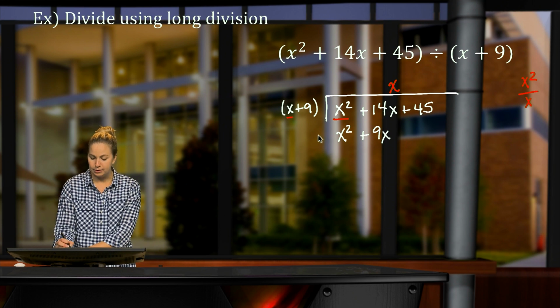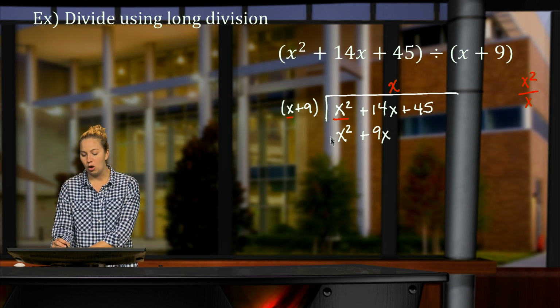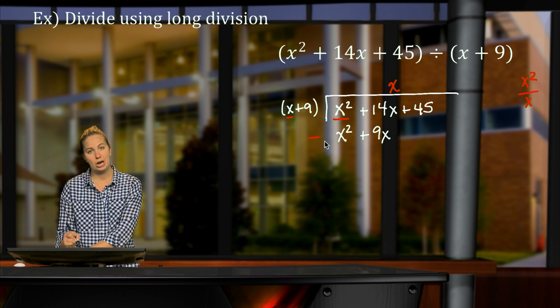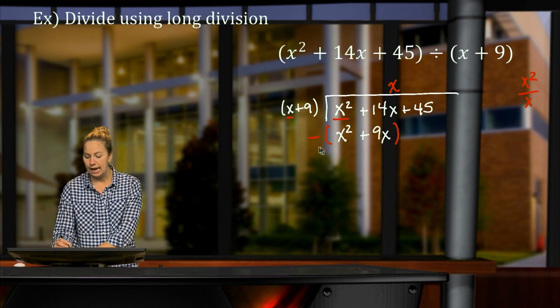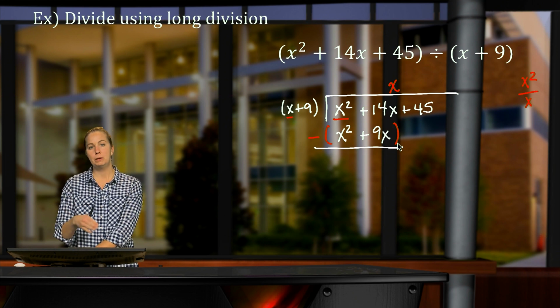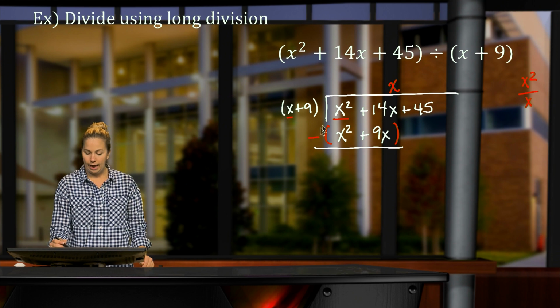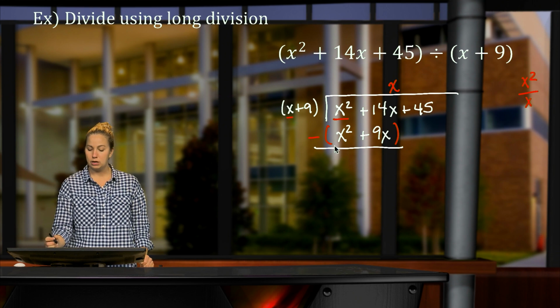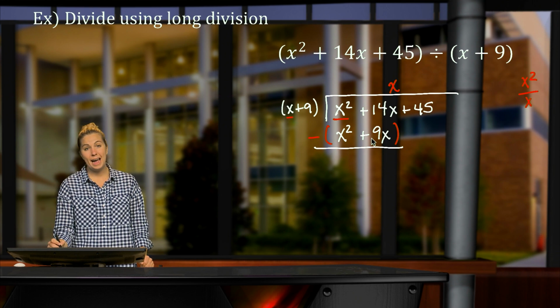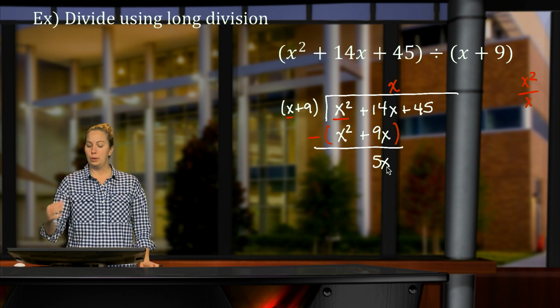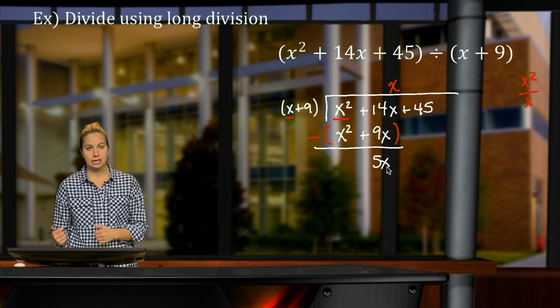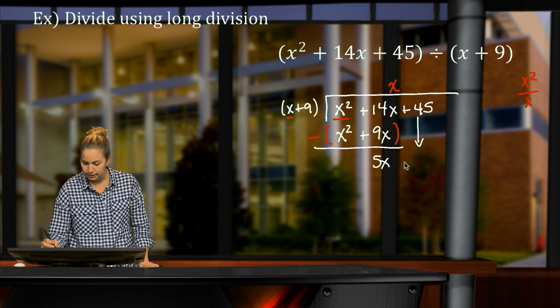Now the next step is to subtract, but I'm subtracting all of this. So when I draw my subtraction sign, I'm also going to draw parentheses to indicate that I'm going to distribute that negative. x squared minus x squared is 0. 14x minus 9x is 5x. We bring down the 45 and we continue using that exact same sequence.